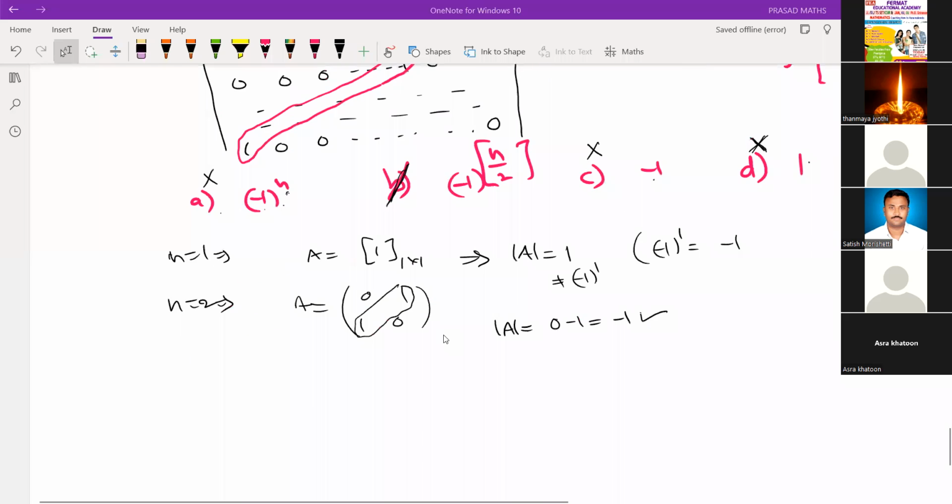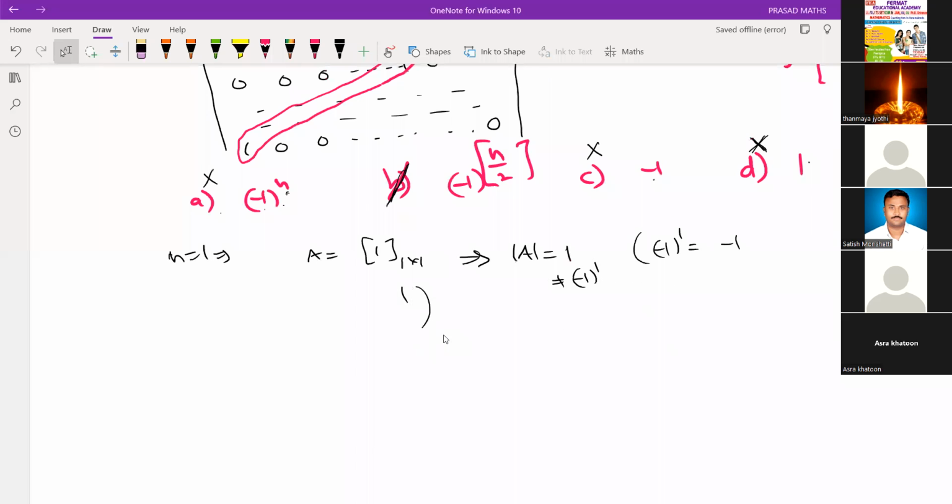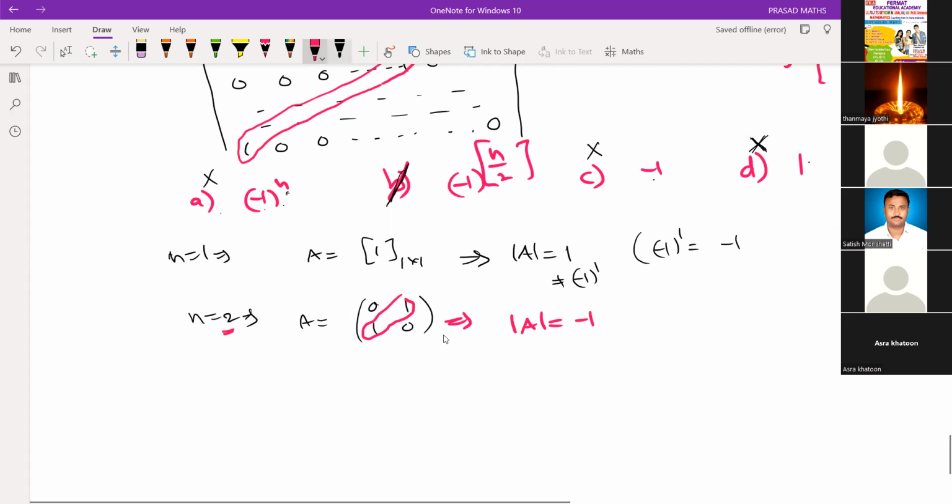Okay. For n equals to 2, what happens? I can take the matrix like this. Right? These are anti-diagonal elements. Therefore, the matrix is of the form 0, 1, 1, 0. Because for n equals to 2, a 2 cross 2 matrix, the matrix should be of the form 0, 1, 1, 0. Right? What is the det A? Minus 1. Right? So det A equals to minus 1. Therefore, option D is discarded. Right? Because option D is 1, but your answer is minus 1. Is it clear? Therefore, what is the possible choice? Option B.